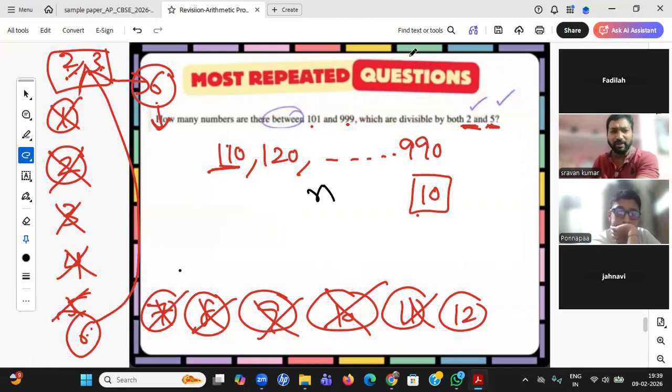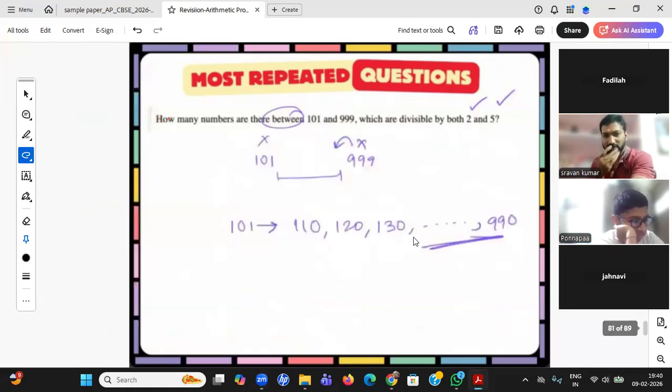You can find out n. So many students have given the answer. 89 is the right answer. Jahnavi, Fadila, Harshini, 89. Narendran, mistake. Tanish, are you there? Tanish, you're not even giving the answer. Tanish is not here.